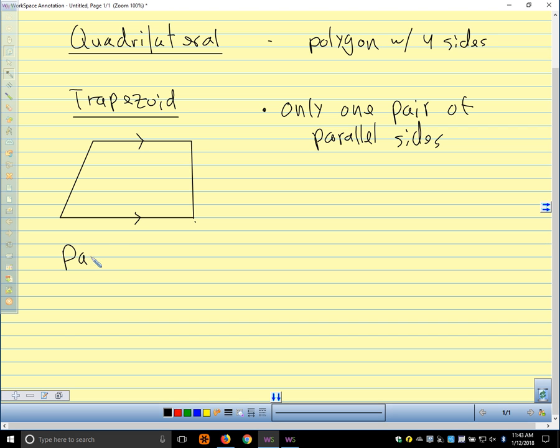So let's go over to the middle there. Parallelogram. Parallelogram's a nice word. A parallelogram is a quadrilateral. It's connected to the quadrilateral. But parallelograms have quite a few special things about them. Parallelograms have two pairs of parallel sides.